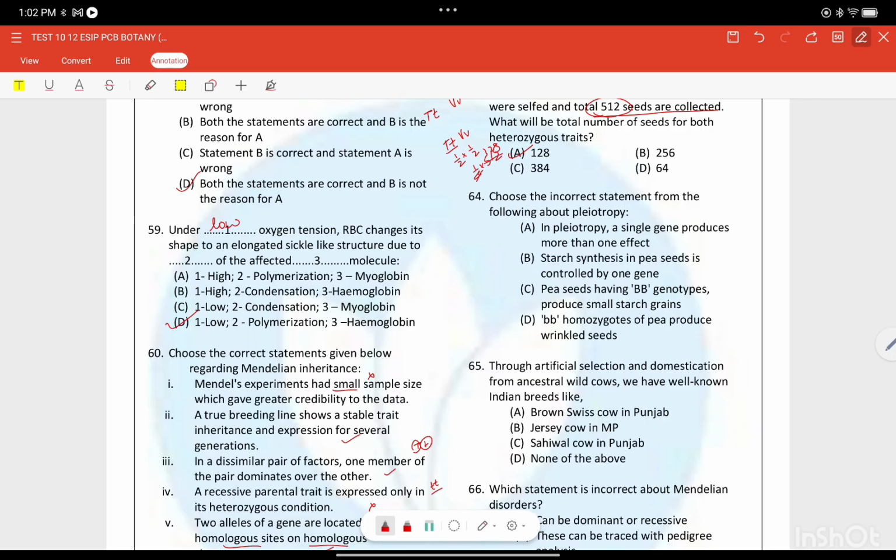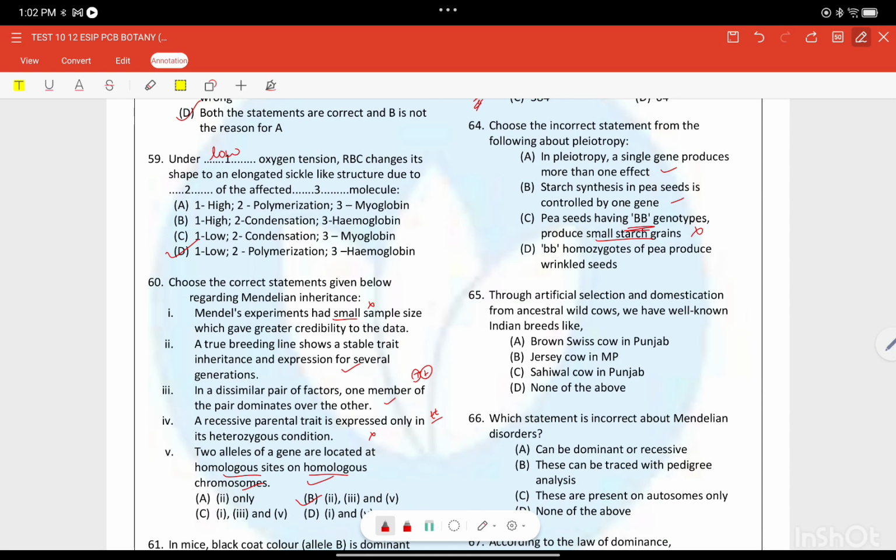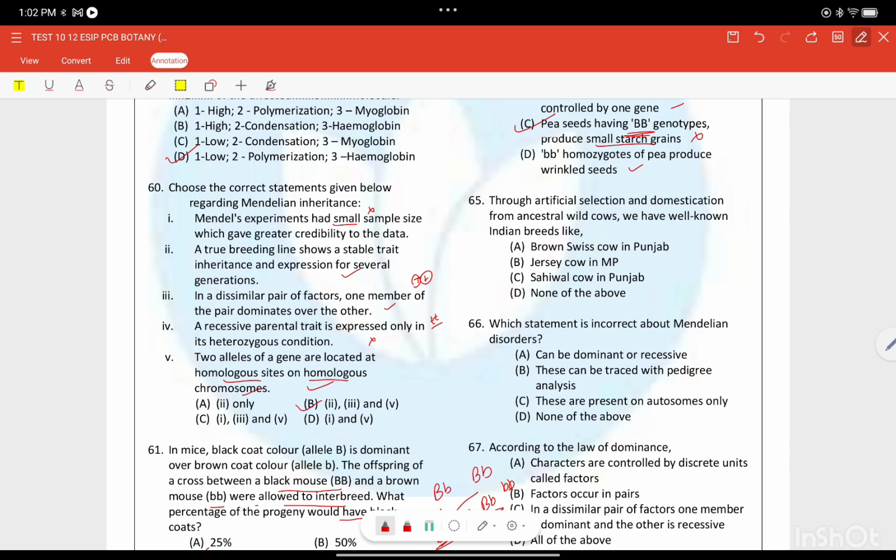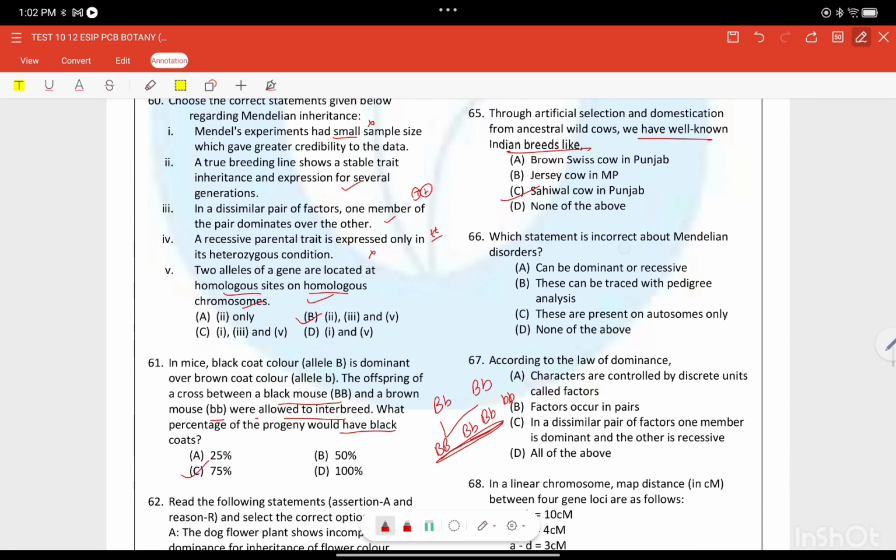Choose the incorrect statement from the following about pleiotropy. In pleiotropy, a single gene produces more than one effect. That is the definition of pleiotropy. Starch synthesis in pea is controlled by one gene. That is also correct. Pea seeds have capital B genotype for small starch. This is for large size, not small size. So this is incorrect. Small b, homozygous produces wrinkles. That is also correct. Through artificial selection, domestication and ancestral wild cow, we have well-known Indian breed, that is Sahiwal cow in Punjab. This is given on the first page of the chapter.